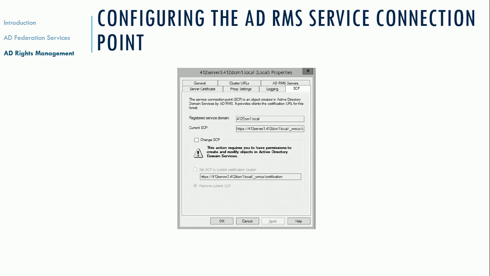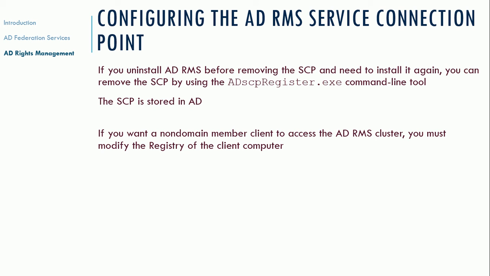We're going to talk about clustering in more detail later on in this course when we talk about high availability. So I'll revisit exactly what clustering is, but it's basically when you're running multiple servers providing the same service in either a distributed way or through some kind of load balancing mechanism. So if you uninstall AD-RMS before removing the SCP and need to install it again, you can remove the SCP by using the AddSCP Register.exe command line tool.